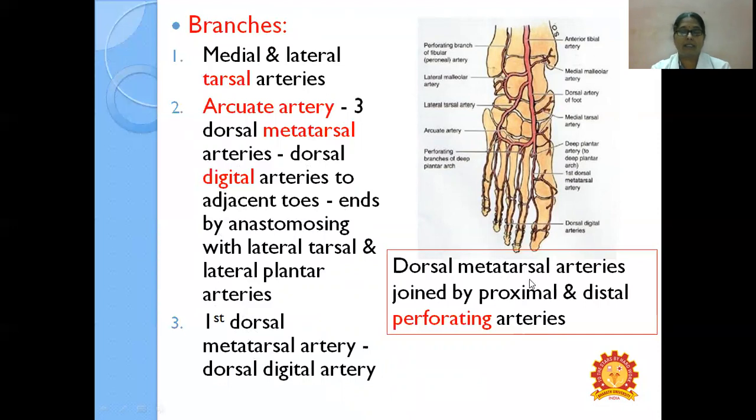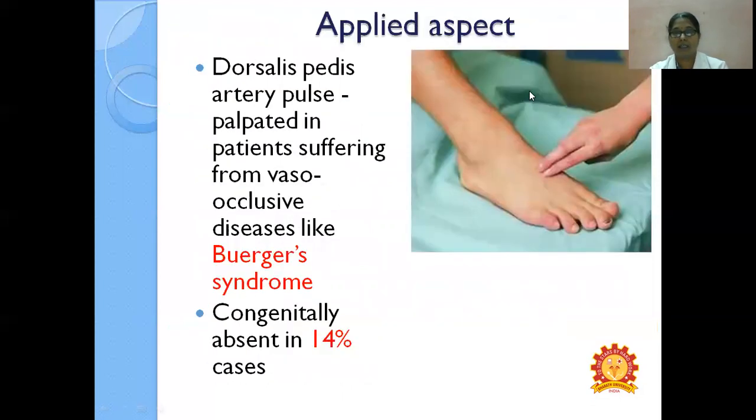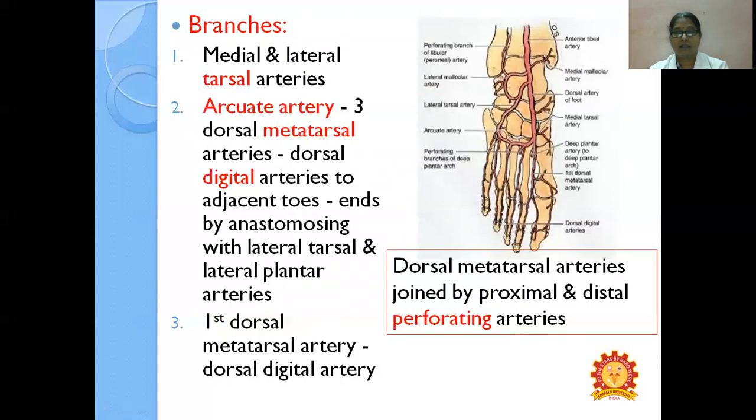The dorsal metatarsal arteries are joined by the proximal and distal perforating arteries. So the perforating arteries come and join with these dorsal metatarsal arteries. So this is the picture. This is the dorsalis pedis artery, and these are the medial and lateral tarsal arteries. This is the arcuate artery, and these are the metatarsal arteries and dorsal digital arteries. So the dorsal digital arteries are in the digits, the metatarsal arteries here, and finally this is the arcuate artery.